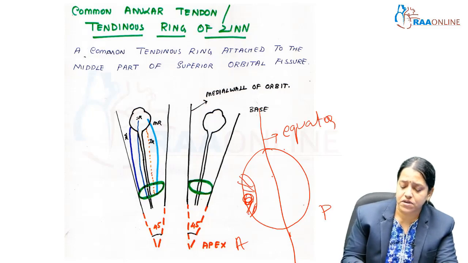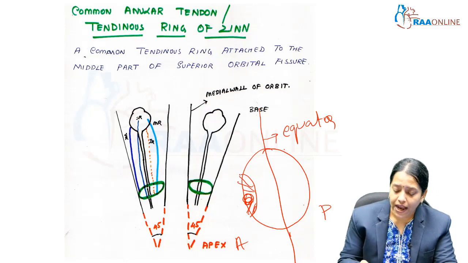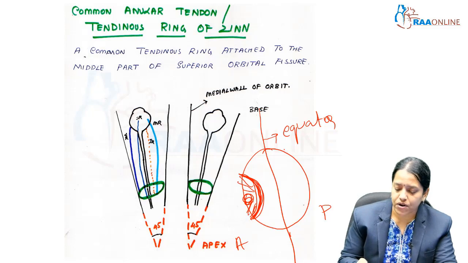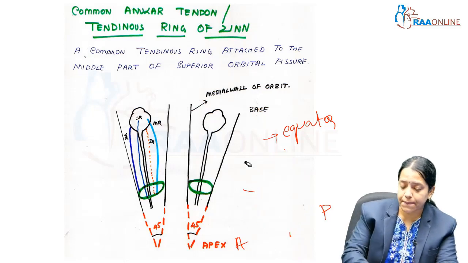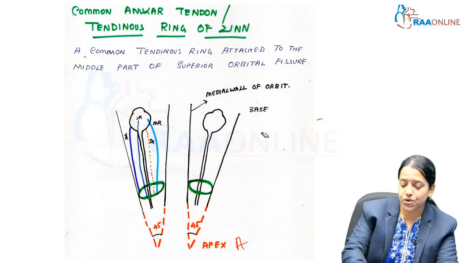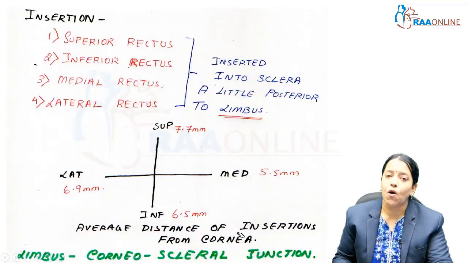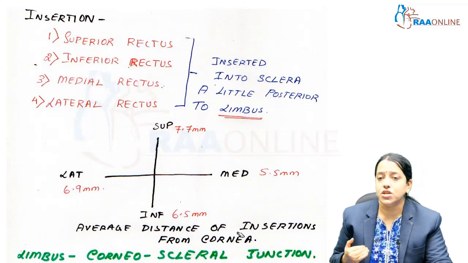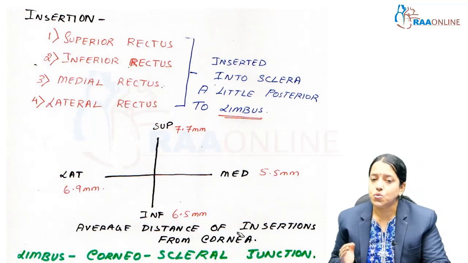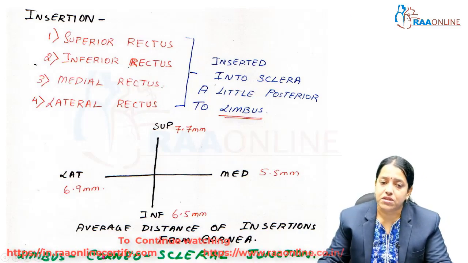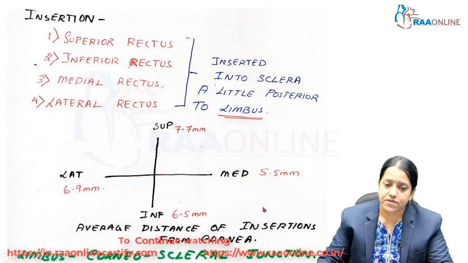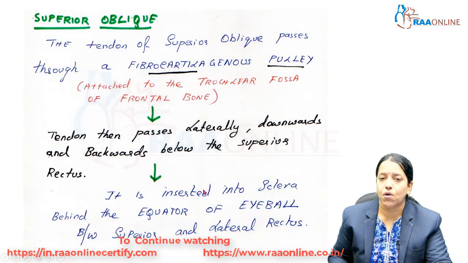They all insert in front of the equator of the eyeball, at different distances from the sclerocorneal junction, or limbus. There are some terms you have to get used to in order to understand the insertion of the recti. They are inserted into the sclera, a little posterior to the limbus, and this gives the average distance of the insertion posterior to the limbus. Limbus is nothing but the sclerocorneal junction.